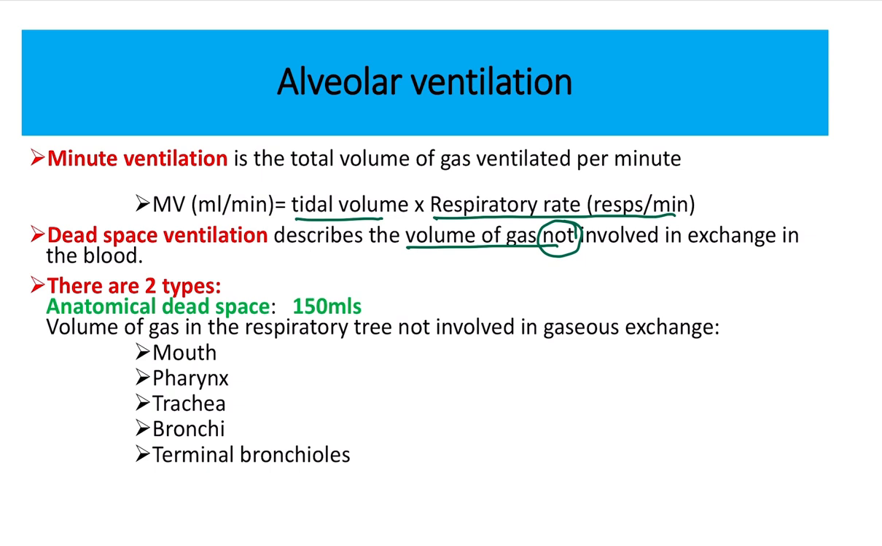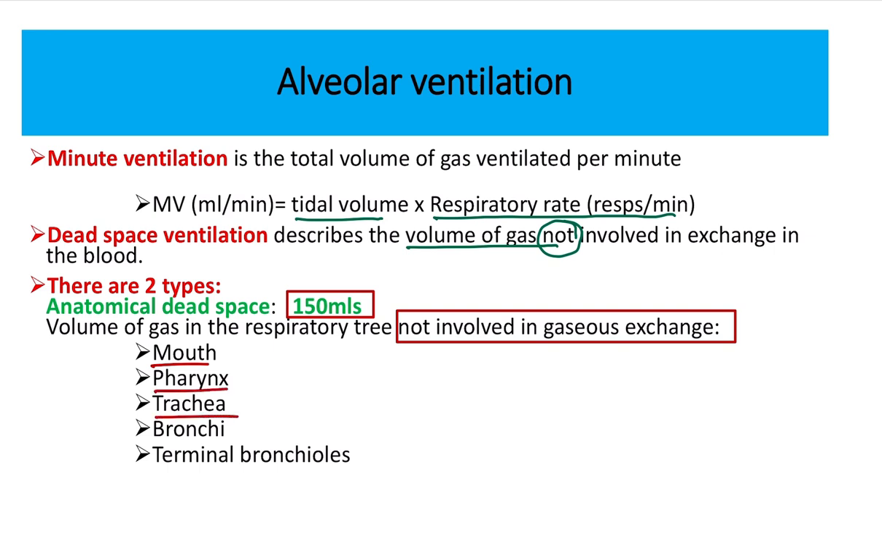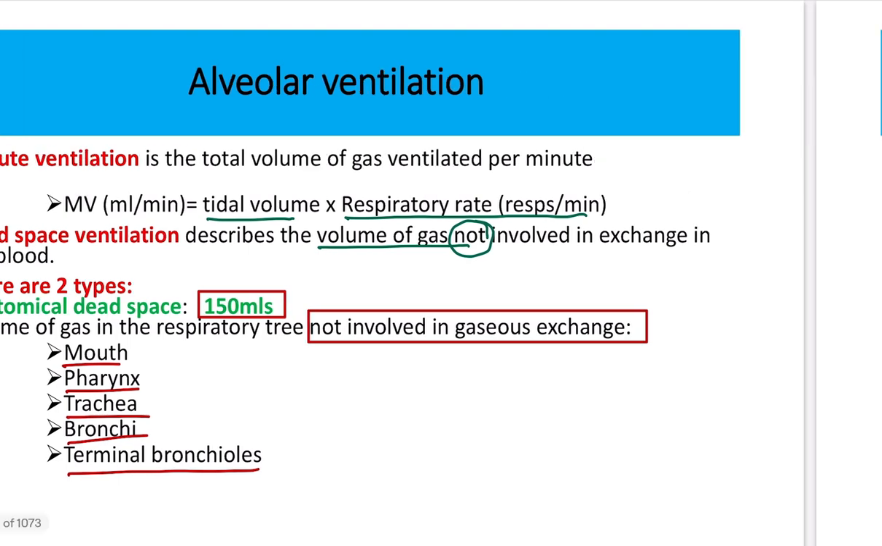Normally, anatomical dead space is 150 mL. The volume of the gas in the respiratory tree not involved in the gaseous exchange is known as the anatomical dead space. And here is the site of the anatomical dead space: mouth, pharynx, trachea, bronchi and terminal bronchiole. So from the mouth to the terminal bronchiole, they are the location of the anatomical dead space.